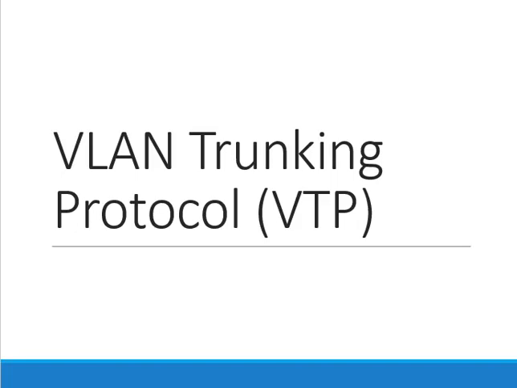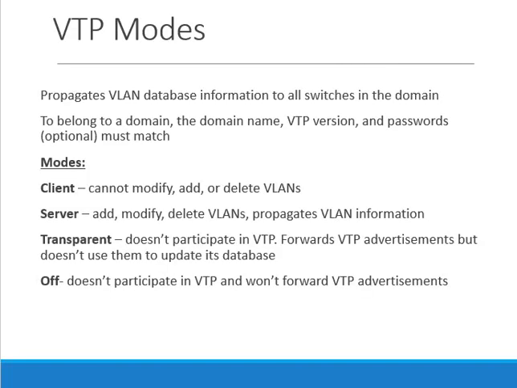Here we're going to look at VLAN trunking protocol, or VTP. The purpose of VTP is to propagate the VLAN database information to all the switches. So if you have multiple switches that need the same VLAN information, you can configure VTP on each of the switches. That way, whenever you add, delete, or modify a VLAN, you'll do it on the VTP server, which I'll talk about in a second. That will get propagated out to all the other switches that are in that VTP domain.